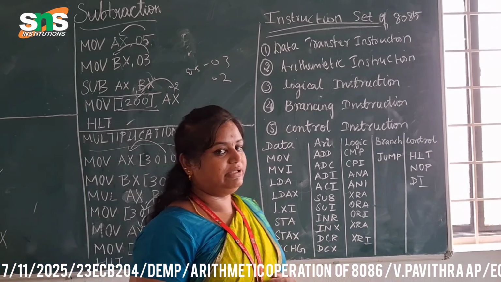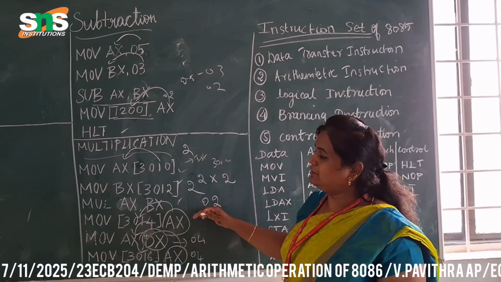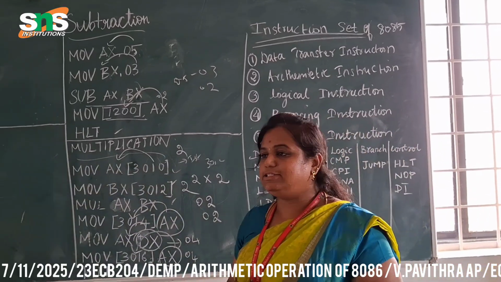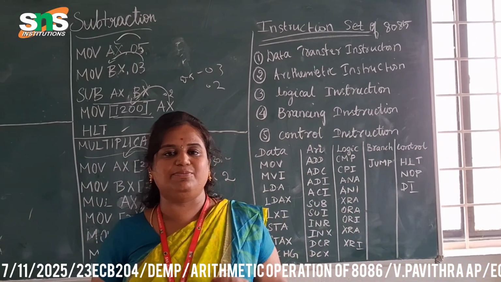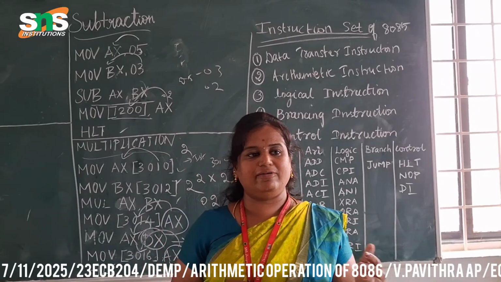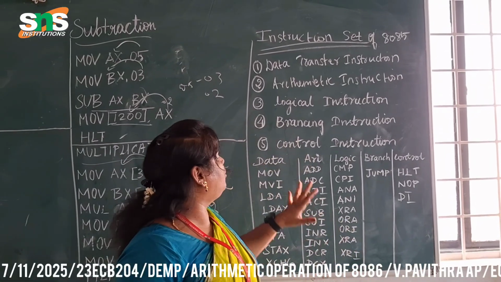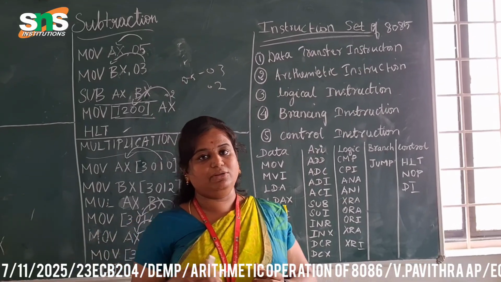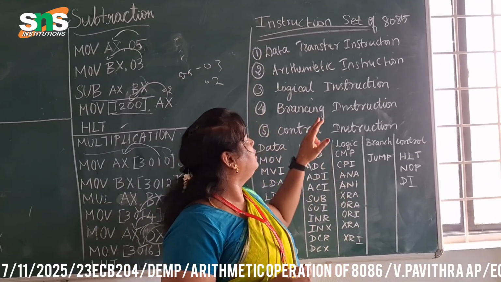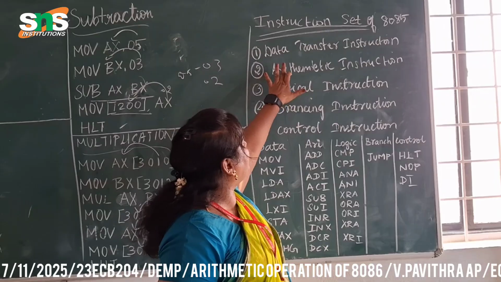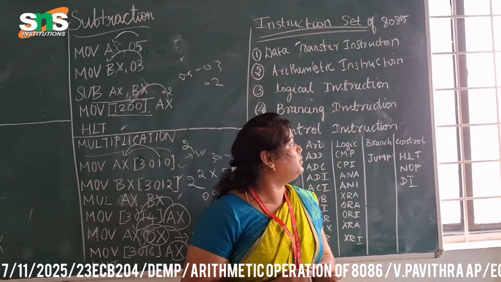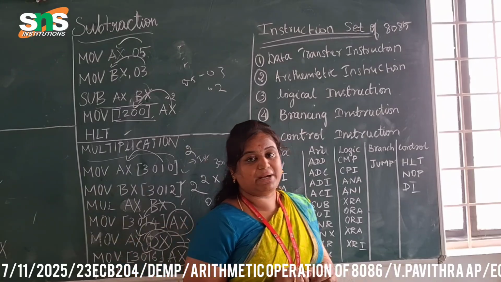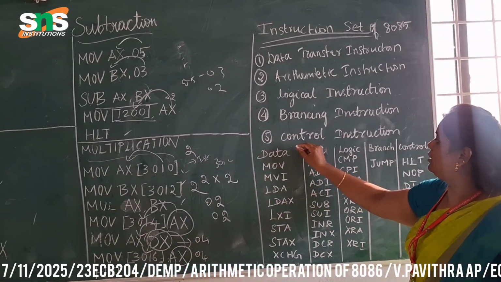Before starting, I have to tell you the instruction set of 8085. 8085 is one of the basic microprocessors that we have learned in our syllabus. An instruction is nothing but a command we give to the microprocessor. The instructions have 5 types. One is data transfer instruction, second is arithmetic instruction, third is logical instruction, fourth is branching instruction, and fifth is control instruction.